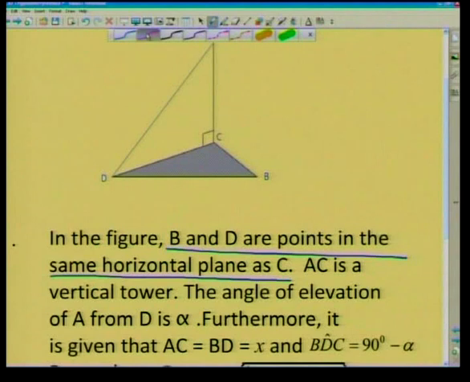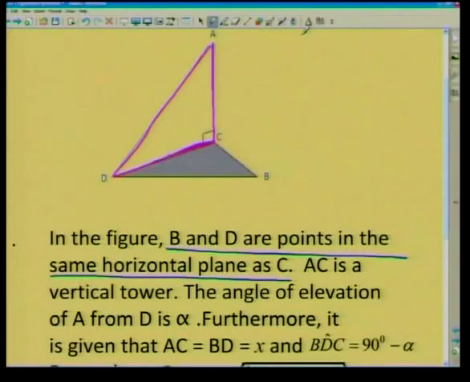Right, let's highlight in purple what's standing out of the page. What's standing out of the page is this particular part of the drawing. What is flat on the page is the part that I've shaded. And that is the technique we use whenever we're drawing these. We usually shade the horizontal plane to remind ourselves that it is the ground. Okay, now in the figure, as it said, B, C, and D are on the same horizontal plane as C. AC is a vertical tower.